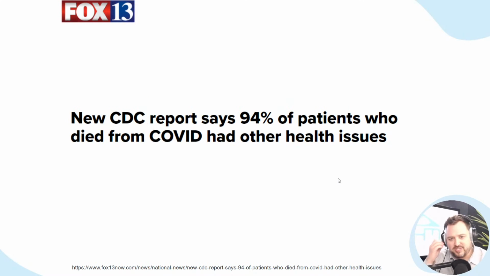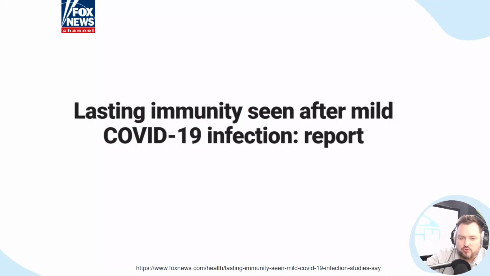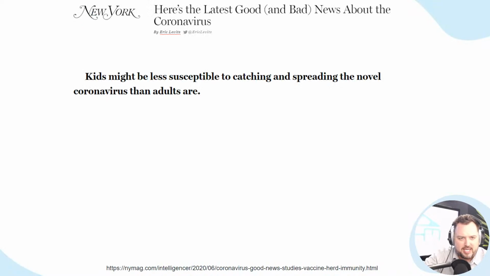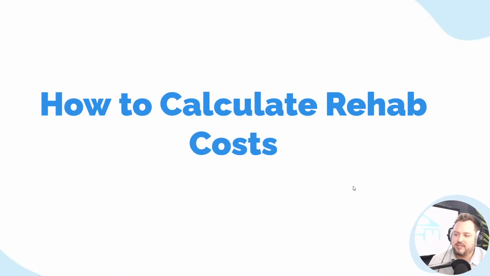The new CDC report says 94% of patients who died from COVID had other health issues. Immune reaction to some common colds might provide protection against COVID-19. Lasting immunity seen after mild COVID-19 infection is reported. Kids are less susceptible to catching and spreading the novel coronavirus. COVID-19 patients had a 5.2% risk of catching the virus. Those between ages of 20 and 50 had a 14.8%, and those over 60 have an 18.4% if they are living with someone that actually has COVID. So that's interesting. Thanks, John.